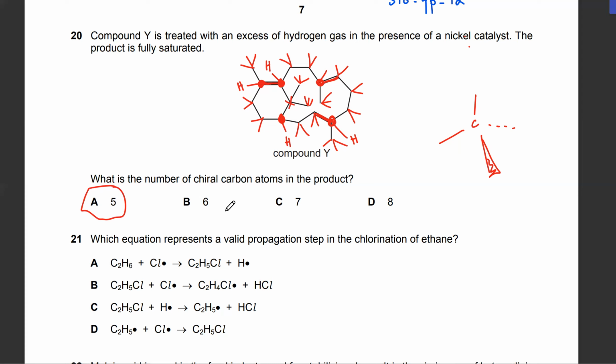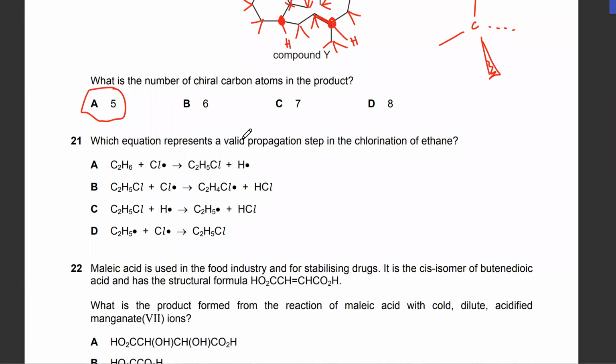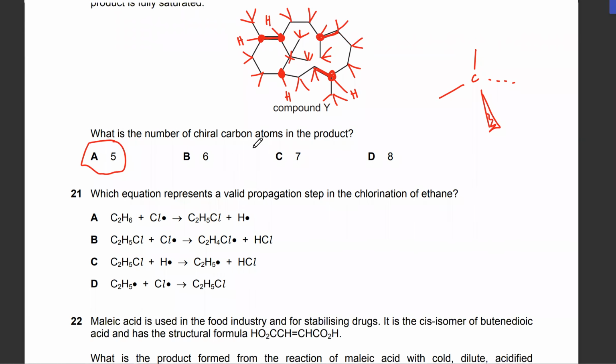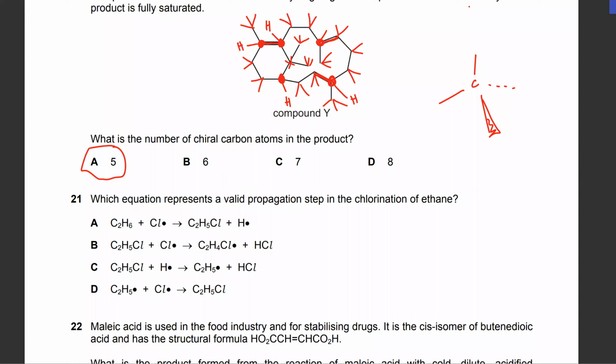So now the next part: which equation represents a valid propagation step in the chlorination? So B is not correct. What happens in propagation is, I mean, this is what happens in propagation.